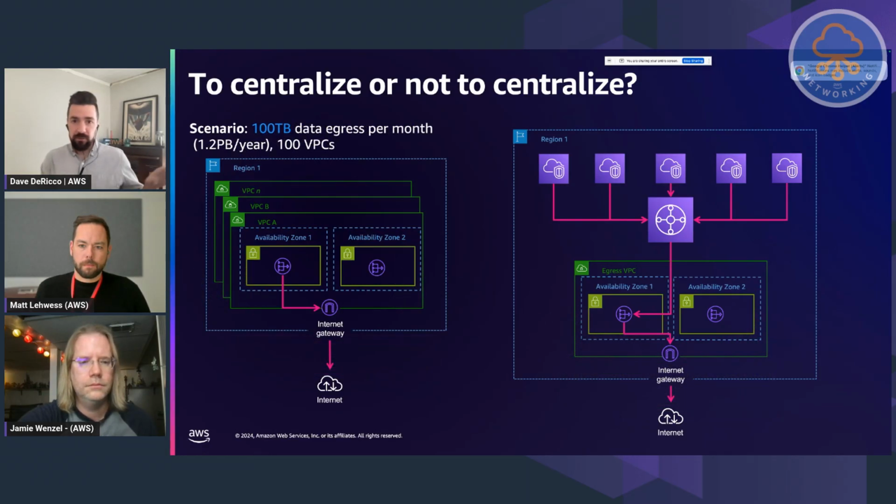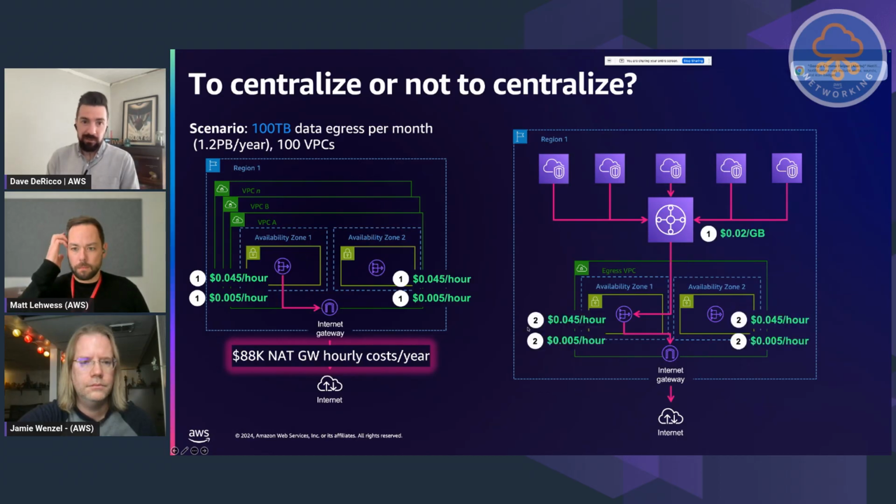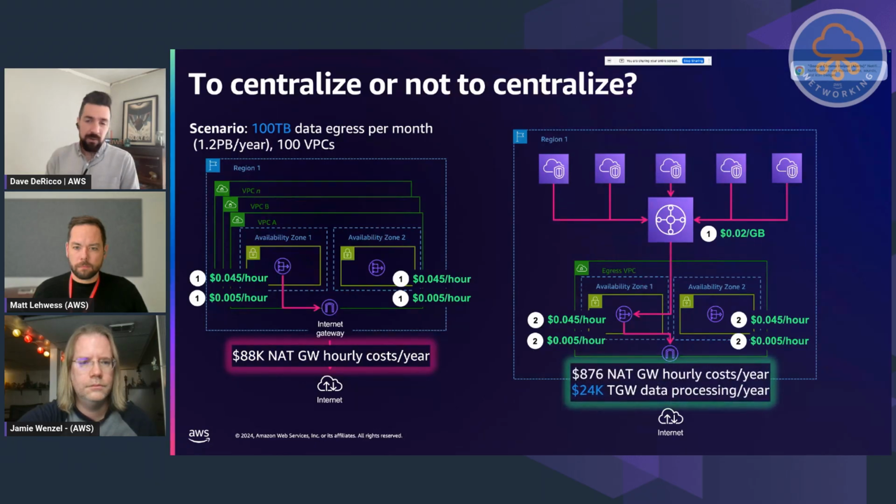And even if you take this and you expand it, right? So move this up to 100 terabytes, same thing. So from our hourly cost, there's no change there, again, because it doesn't really matter how much data you're passing through. Now it does matter when we do centralization, because we have to start thinking about our transit gateway data processing. So now we've bumped this up to around 24,000. So it still works out in our favor, but it's starting to get more expensive.